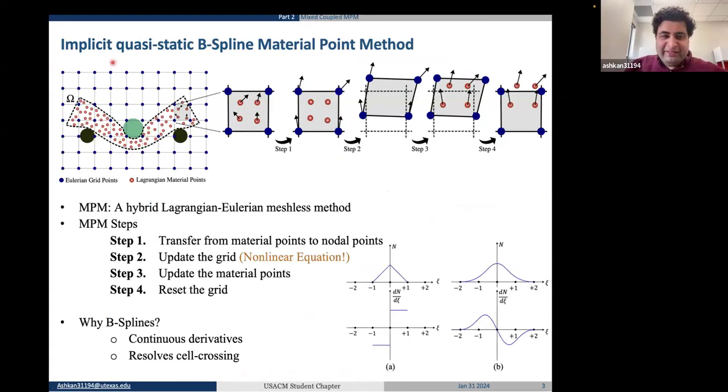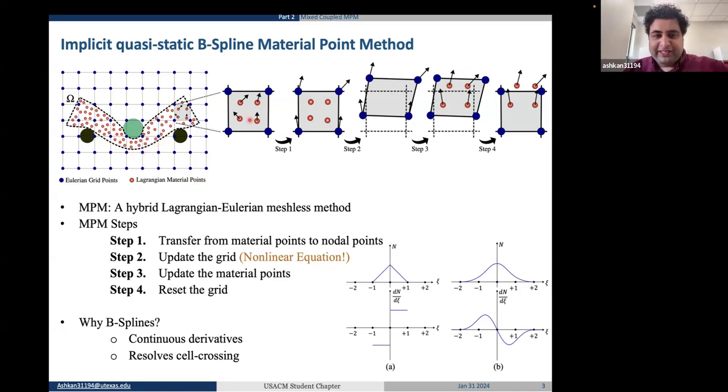Let's go with material point method. MPM is a hybrid Eulerian-Lagrangian meshless method. There's an Eulerian background grid in the background, and there are some Lagrangian material points here. The physical domain is discretized using these Lagrangian material points, and then the problem is solved on the background grid.